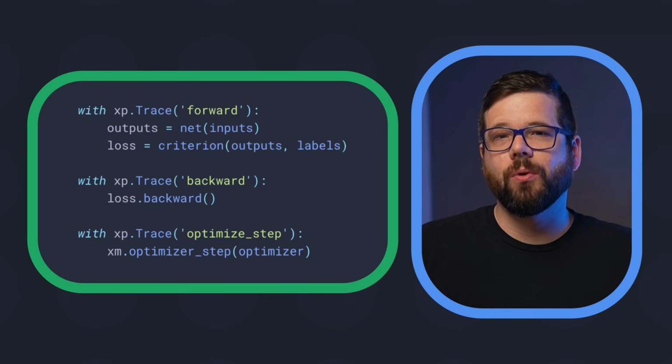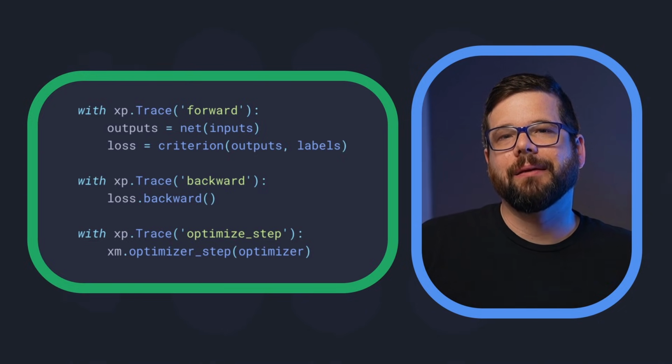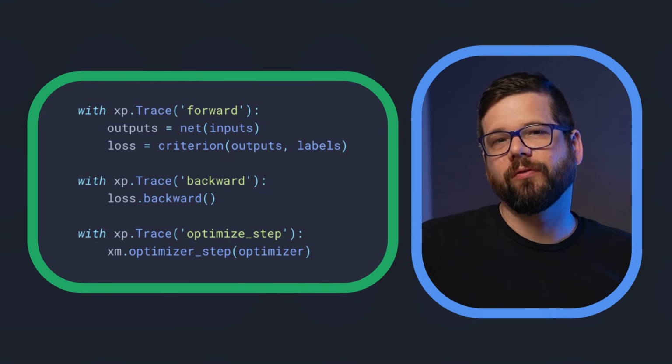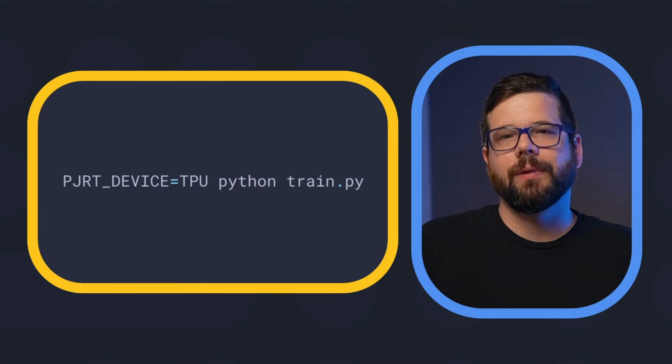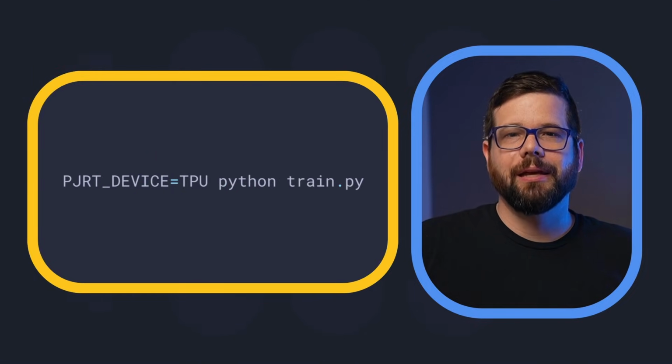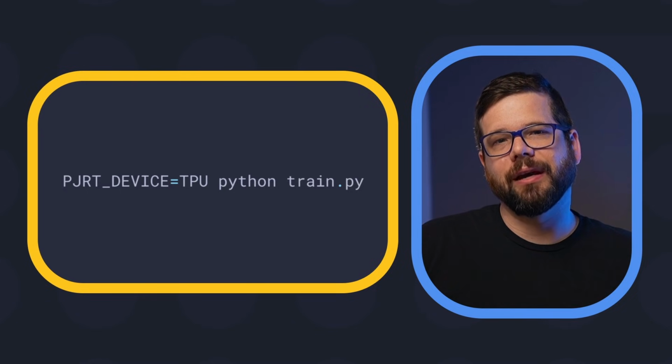These labels will show up in the XProf timeline, making it much easier to correlate the visual profiler back to your PyTorch code. Now, you just run your Python script as usual. PyTorch XLA will automatically collect the trace data and save it to the log directory that you specified.